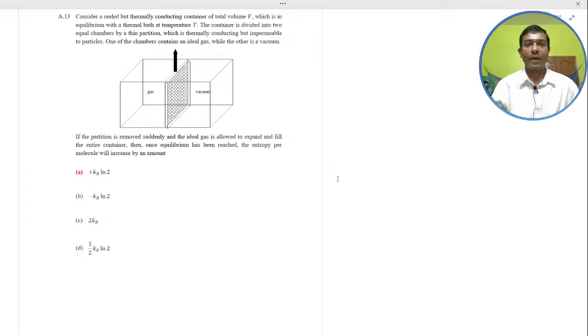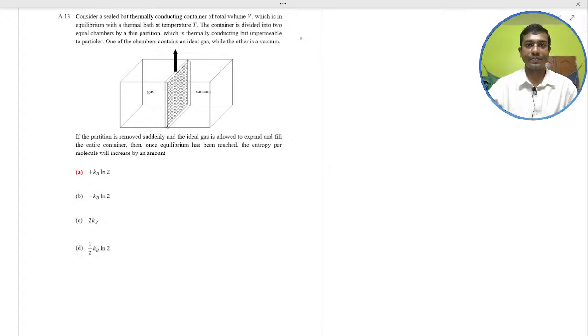At temperature T, the container is divided into two equal chambers by a thin partition, which is thermally conducting but impermeable to particles. One of the chambers contains the ideal gas, while the other is a vacuum. If the partition is removed suddenly and the ideal gas is allowed to expand and fill the entire container, then once equilibrium has been reached, the entropy per molecule will increase by what amount?